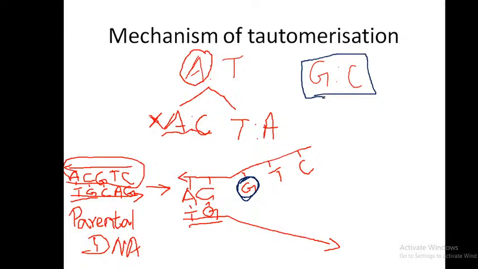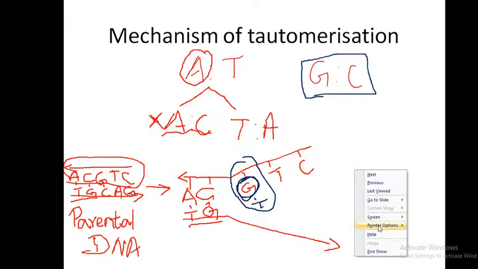So as a result, a change will happen. That is, G will pair with T. G will pair with T. Then that is a change which is happening as a result of this tautomerization. A change of pairing has occurred at this region. G pairs with T.